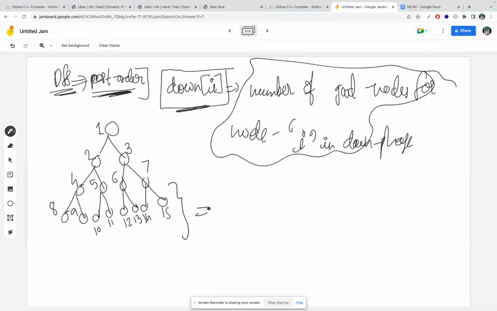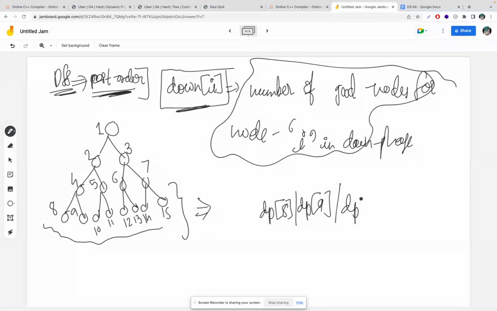So what I will be doing now is, first I will calculate the down value of the bottommost node. This is easy to calculate. So dp of 8, then dp of 9, all these values will be 0 because there are no nodes below them. Okay, dp is nothing but down. You can call it down or dp, both are the same thing.